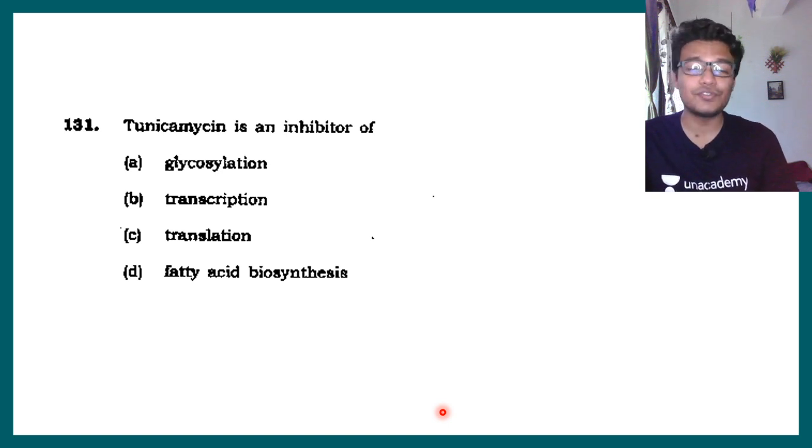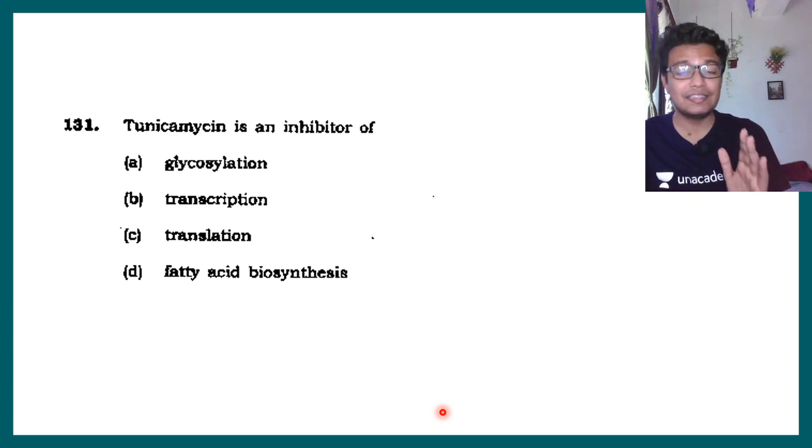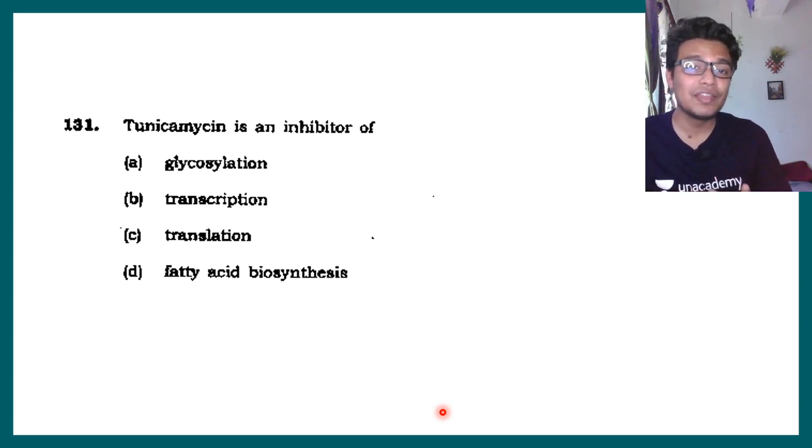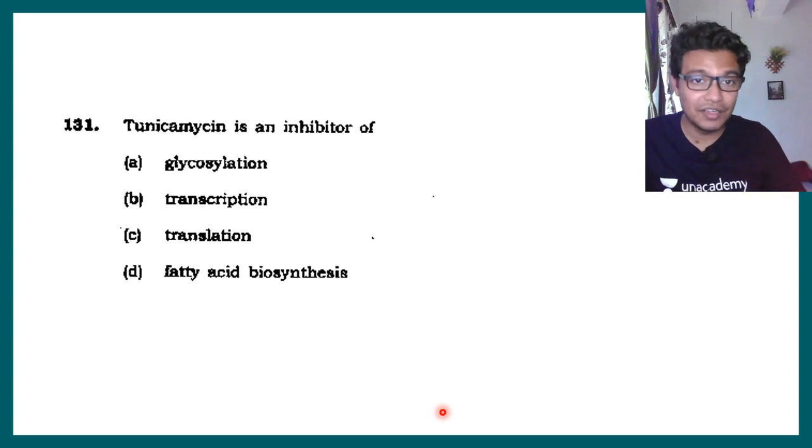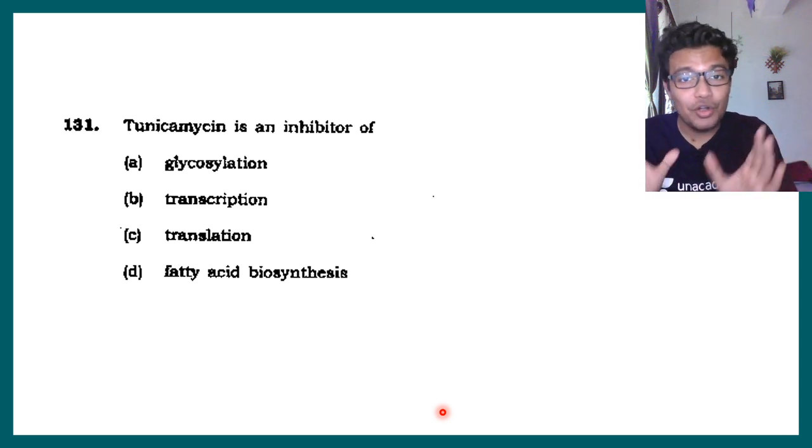So after solving many questions, what is clear to you by now is they have an affinity towards the functions of several antibiotics and inhibitors towards the central dogma process or other processes. So keep a separate note about it.